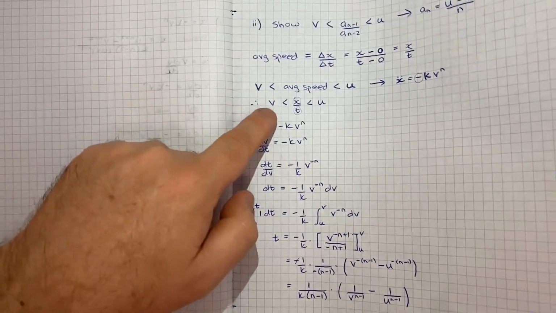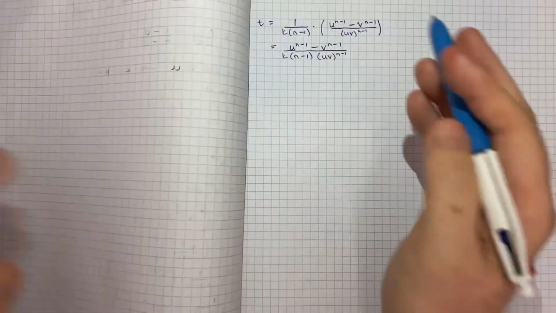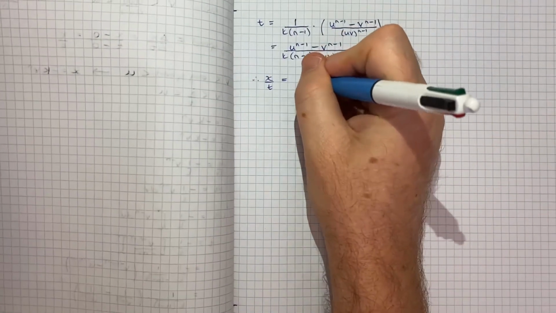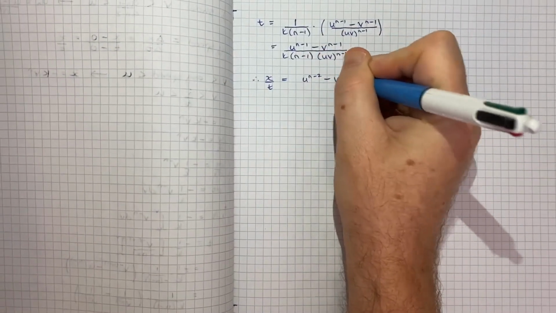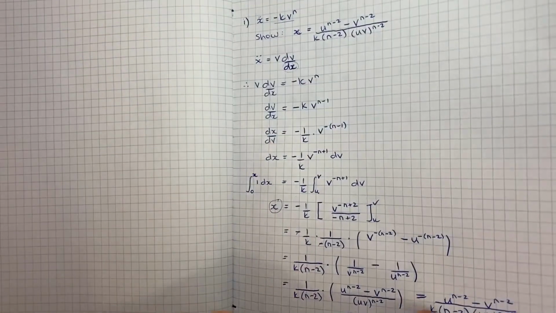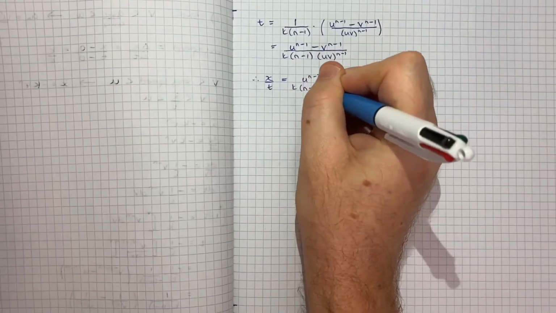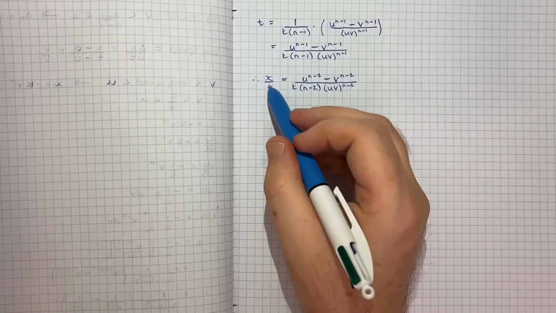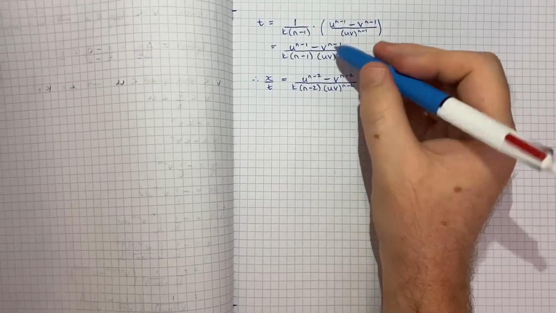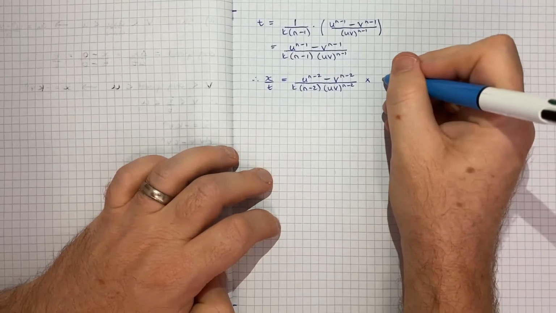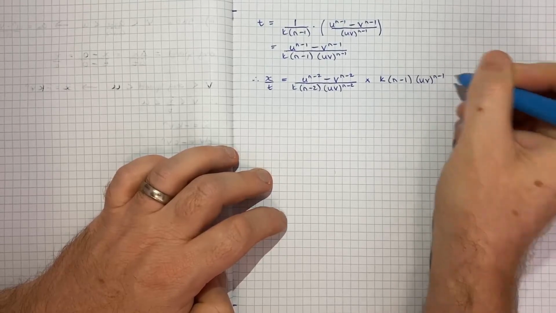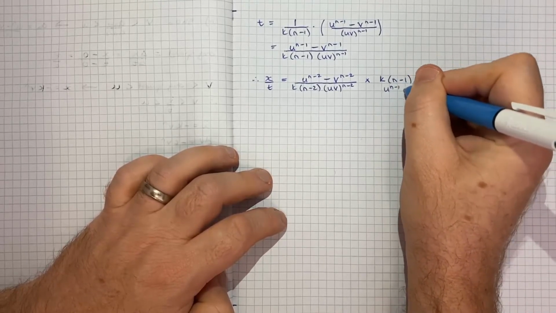So now what I'll do is we'll work out x on t. So therefore we can say x on t is simply our result for x, which was this: u^{n-2} minus v^{n-2} divided by k_{n-2} (uv)^{n-2}. Divided by t is the same as multiplying by 1 on t, so I'll invert this. So we'll get times k_{n-1} (uv)^{n-1} over u^{n-1} minus v^{n-1}.